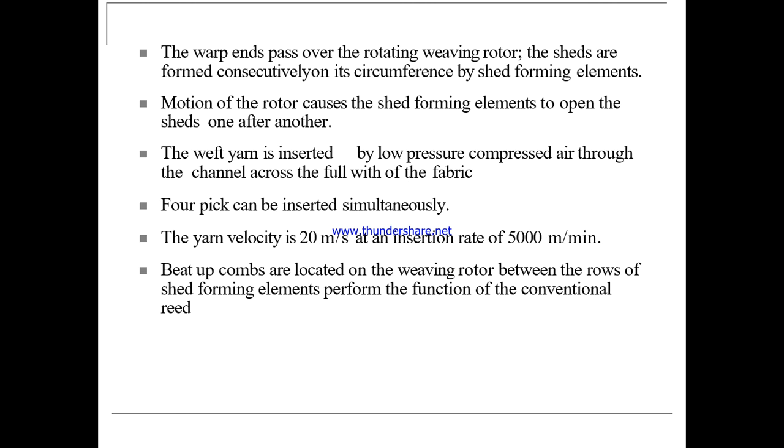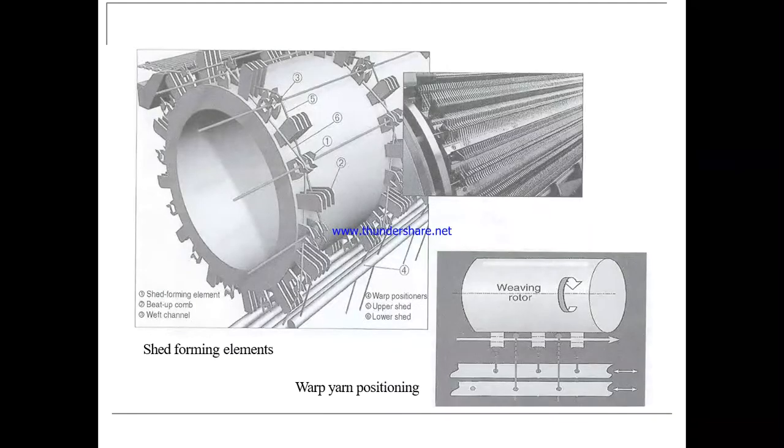Beat-up combs located on the weaving rotor between the rows of shed forming elements perform the function of the conventional reed. So beat-up combs are also sometimes called spikes. Okay, so they have a similar meaning in different books. The names are different, but they actually perform the function of the reed.